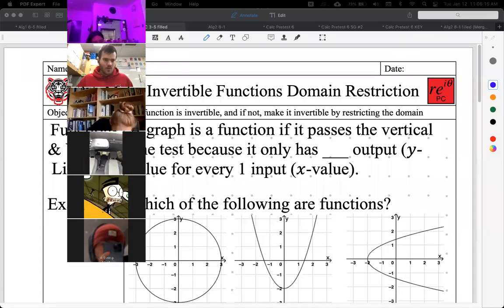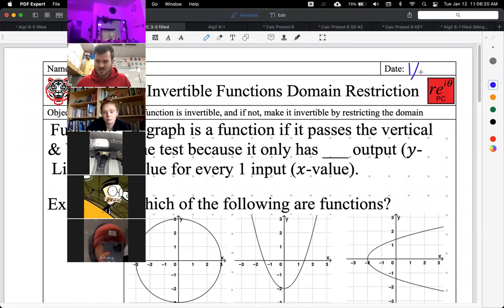Welcome to Precalculus. Today's date is Tuesday, January 12th, 1/12/2021. We're making invertible functions by restricting the domain.